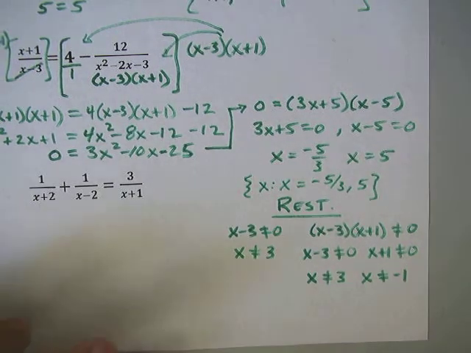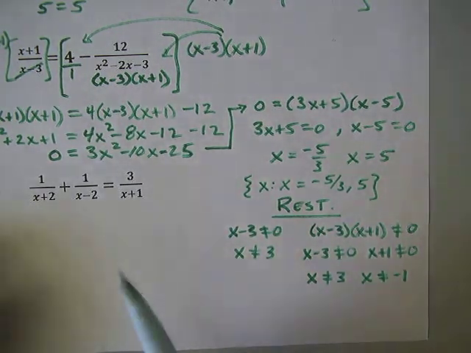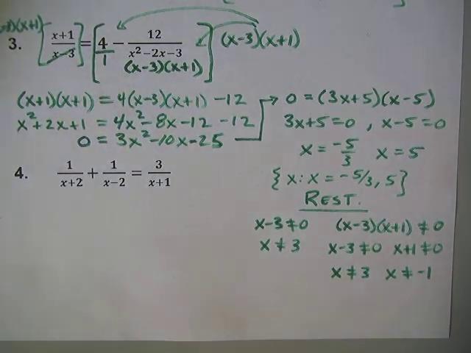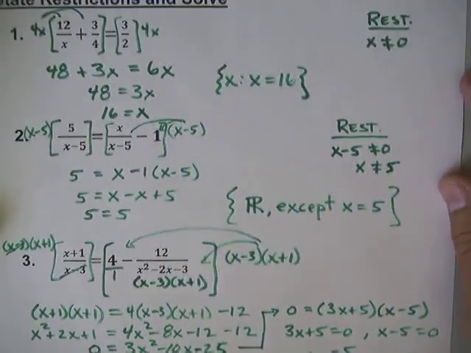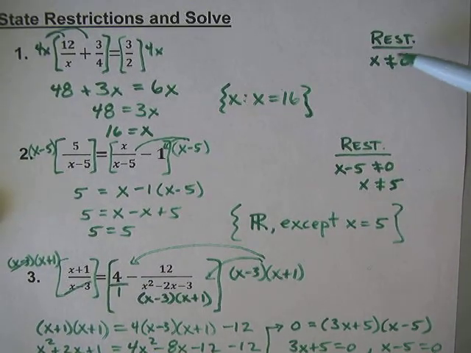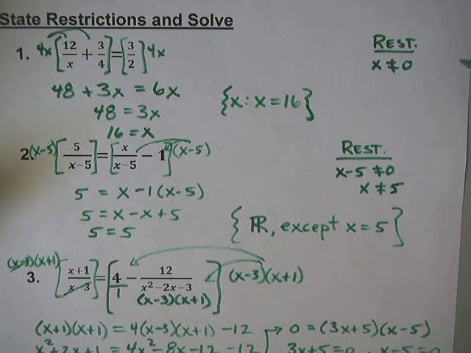So here are our solutions. Again, if you want to write solution sets, you can simply say all values of x such that x is equal to negative 5/3 and 5. And there you go. The fourth example we'll just skip for now. We'll go through it in class. But hopefully you get the basic idea.